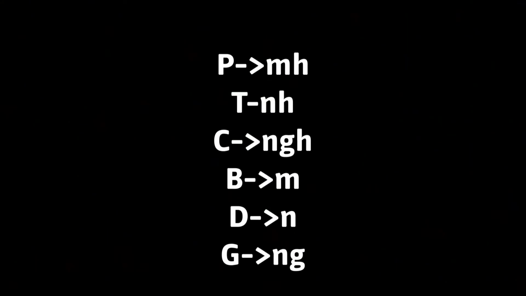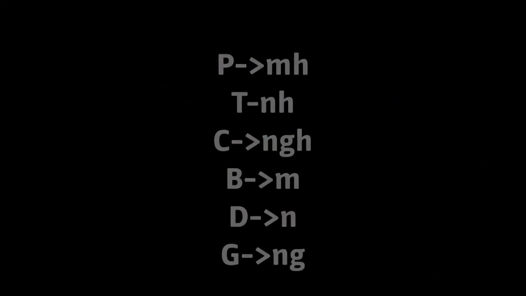Next we'll be having a look at nasal mutations. Nasal mutations only occur after fy, yn, and the prefix an. P becomes mh, pronounced m, which is a nasalized m. T becomes nh, which is n, a nasalized n. C becomes ngh, which is pronounced ng, a nasalized ng. B becomes m, which is normal m. D becomes n, which is normal n, and G becomes ng, which is normal ng.